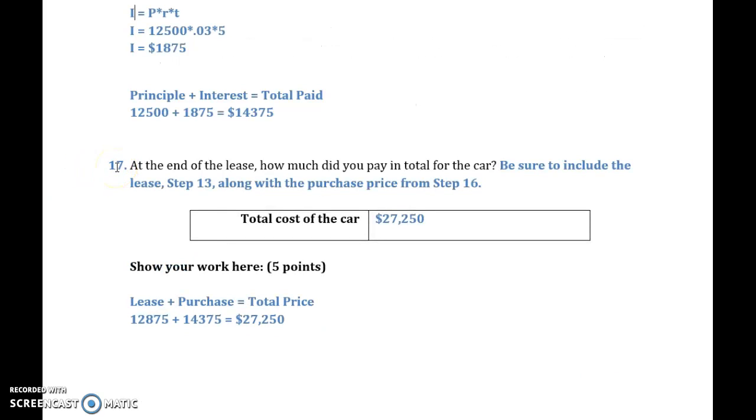And number 17, we're looking at the total that we paid at the end of the lease and then purchased the car. And it tells you exactly what 2 steps to look back at. Step 13 is how much we paid total throughout the lease process. And then step 16, the one we just did, is how much total we paid throughout the buying process. So add those 2 together and you get your total price that you have to pay to own this car.